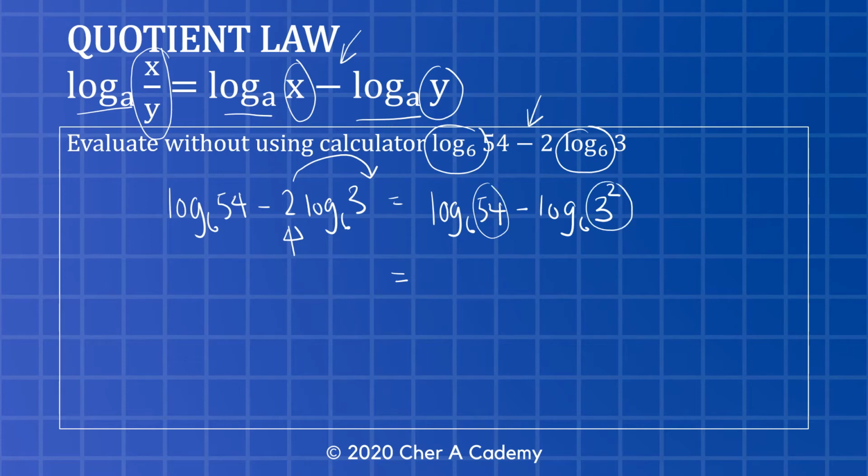So I can take my 54 as the x, and I can take the 3 squared as my y. Putting them together using the quotient law, same base, x goes on top, y goes below, so it's log base 6 of 54 over 3 squared, or rather 54 divided by 9 is 6. Since these two are the same number, the special log form tells us that they are equal to 1. Final answer.